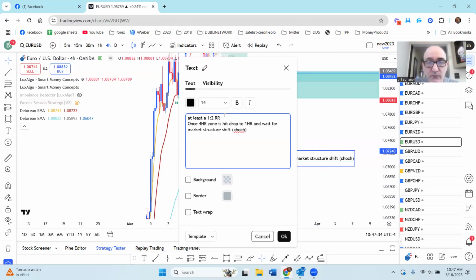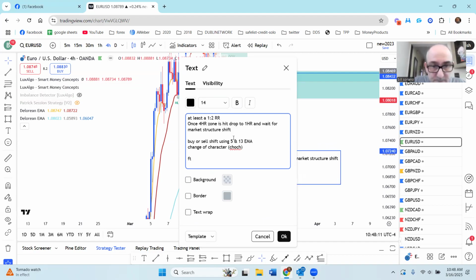Okay, so you wait for that market structure shift. Now that can either be a buy or sell shift. Let me just get rid of this here. It can be a buy or sell shift using 5 and 13 EMA, or that can be a change of character, a choke. So that's the two ways to determine that market shift.